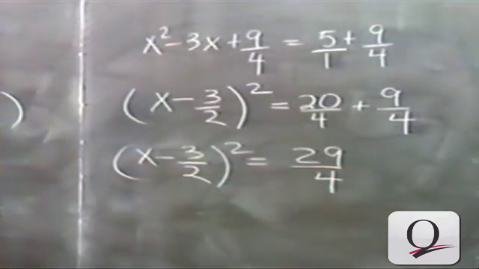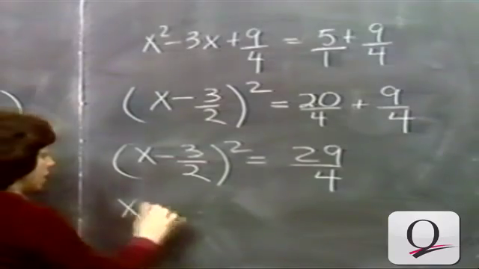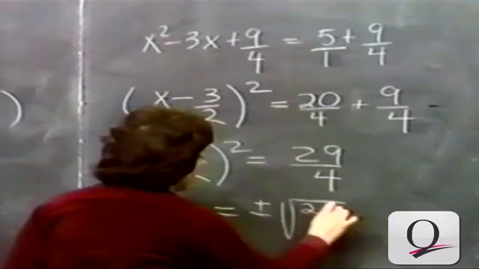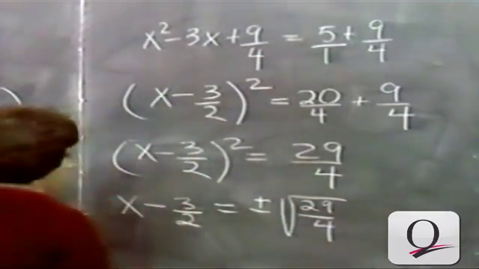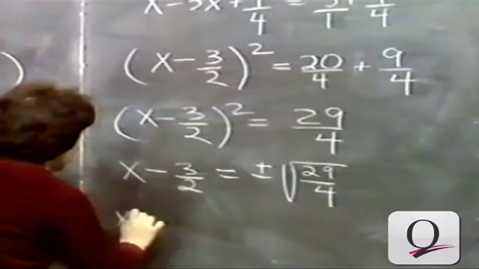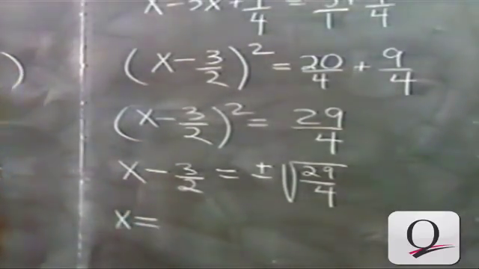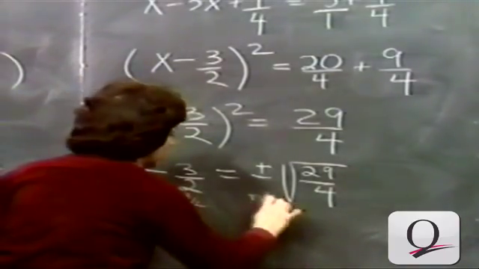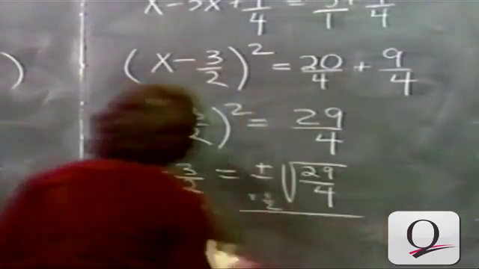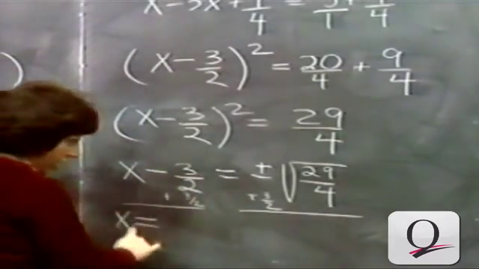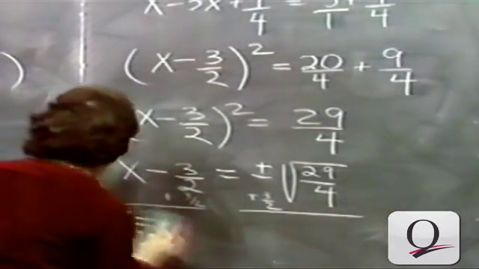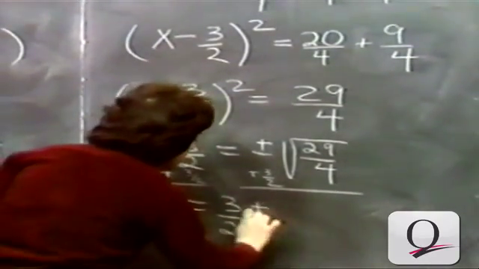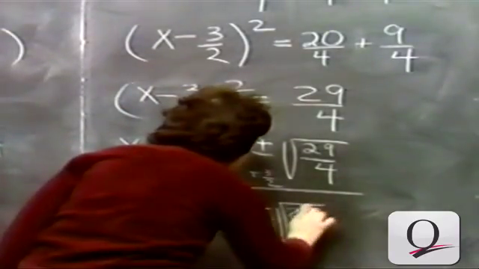29/4. Then we take square roots of both sides, giving x minus 3 halves is plus and minus the square root of 29/4. Okay, x is equal to, now adding 3 halves to both sides. We add 3 halves to both sides, and we get x minus 3 halves plus 3 halves. It's just x equals 3 halves plus and minus the square root of 29/4.